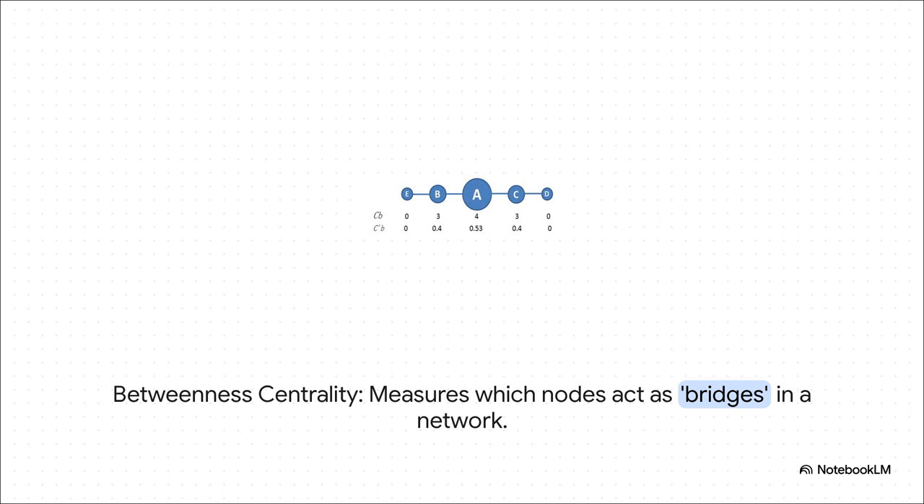Next, let's look at betweenness centrality. This measures which nodes are acting as bridges. Now, look at node A. To get from E to D, you have to pass through A. There's no other way. That means A controls the flow of information. It's the ultimate gatekeeper. This reveals a totally different kind of hidden power.